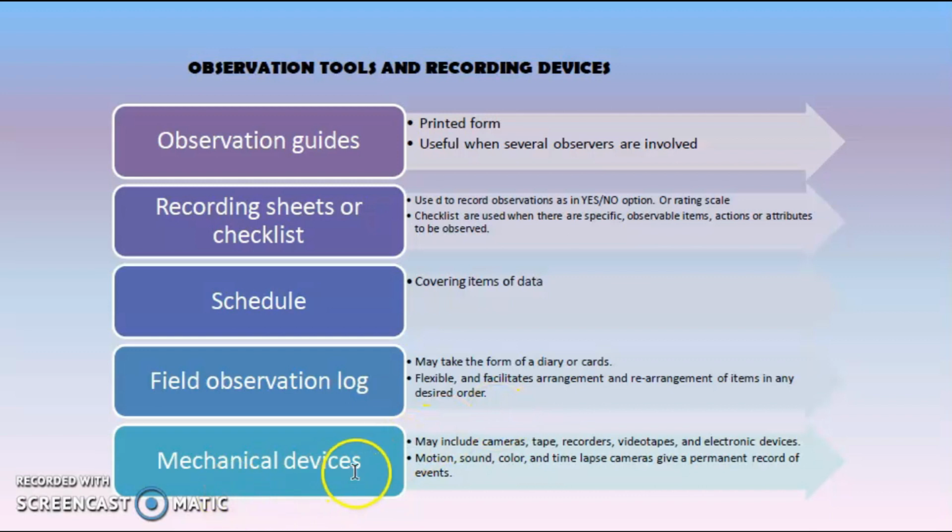mechanical devices. These may include cameras, tape recorders, videotape, and electronic devices. Still motion, sound, color, and time-lapse cameras give a permanent record of events. Microscopic and telescopic lenses may be used in cameras. Eye cameras are common in advertising and package research. The camera makes a record that can be analyzed later and may be used to illustrate your evaluation report.